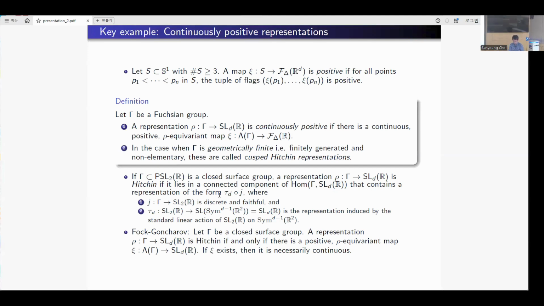From this result, you can see where my terminology is coming from. In the case when my gamma is a closed surface group, the cusp Hitchin representations that I defined above are exactly just Hitchin representations.